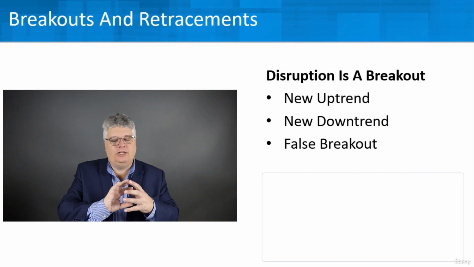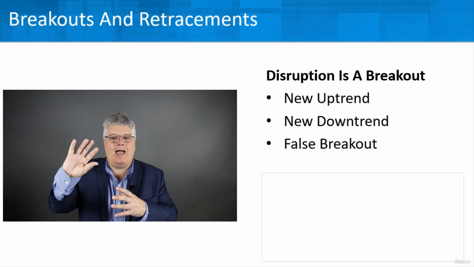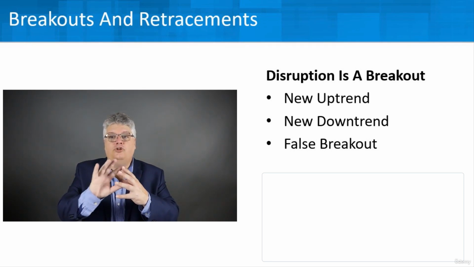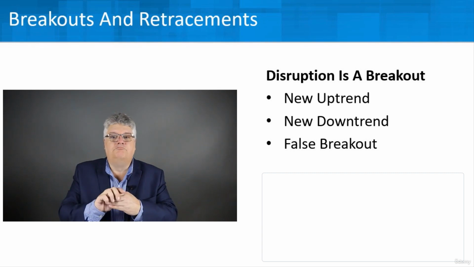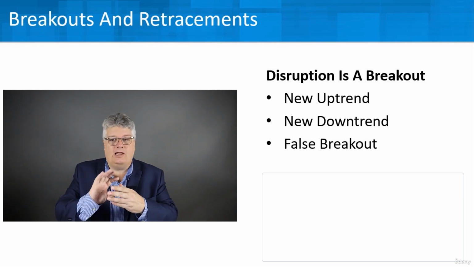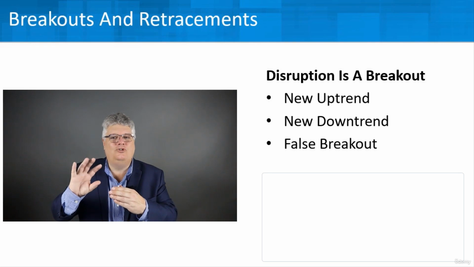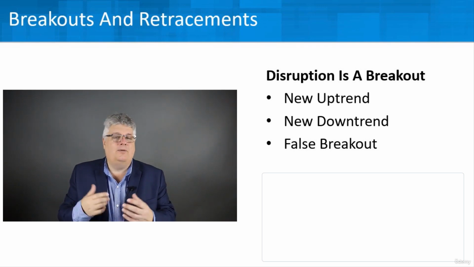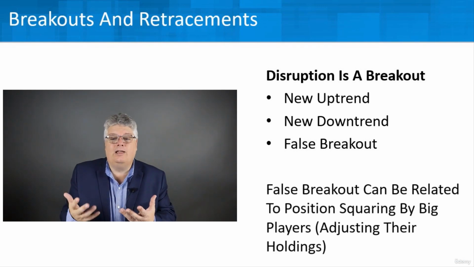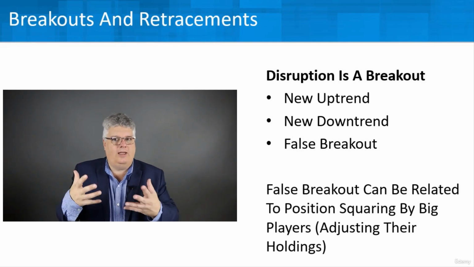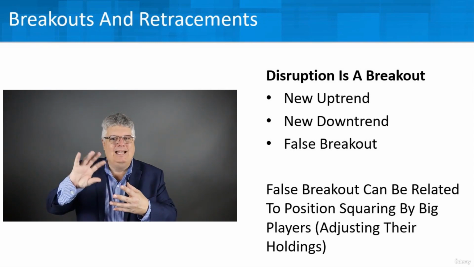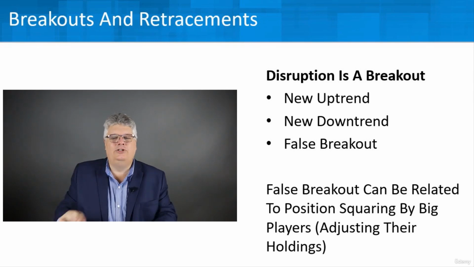That means something has changed and you've broken out of the old pattern, and there's either going to be a new uptrend or maybe a new downtrend. You might also have a false breakout, where it breaks out but it's not really due to supply and demand or market sentiment. Something is causing a short-term disruption, and that could be position squaring by big players, real big holders adjusting their holdings in a particular security, versus some more legitimate news.